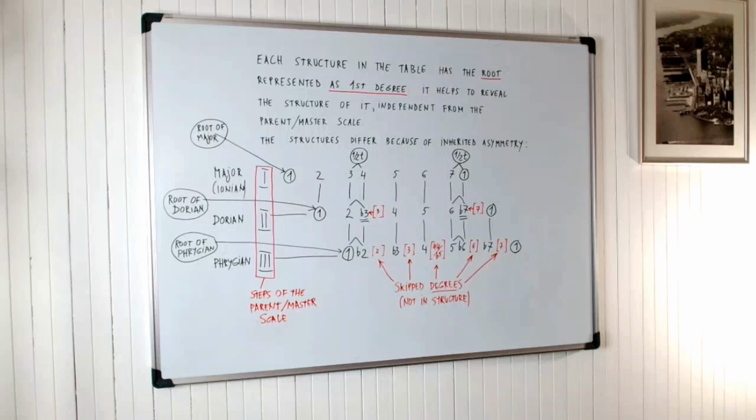And what's most important, knowing the degree numbers of the musical structures independently, you are able to play them from any root, building and updating them on the fly. Of course, the independently measured structures, each from its own root leaving the parent scale alone, differ because of the inherited asymmetry or inequality of their building blocks.